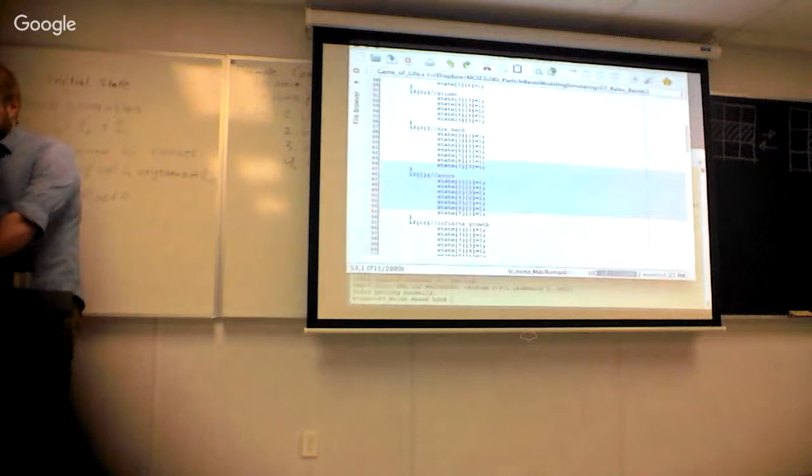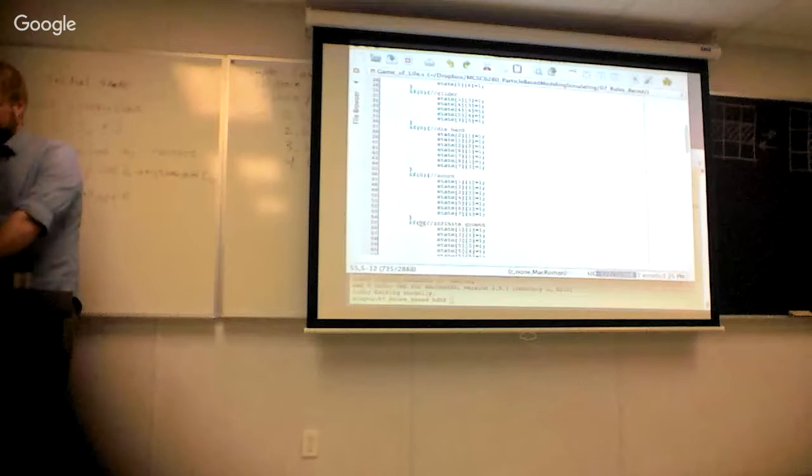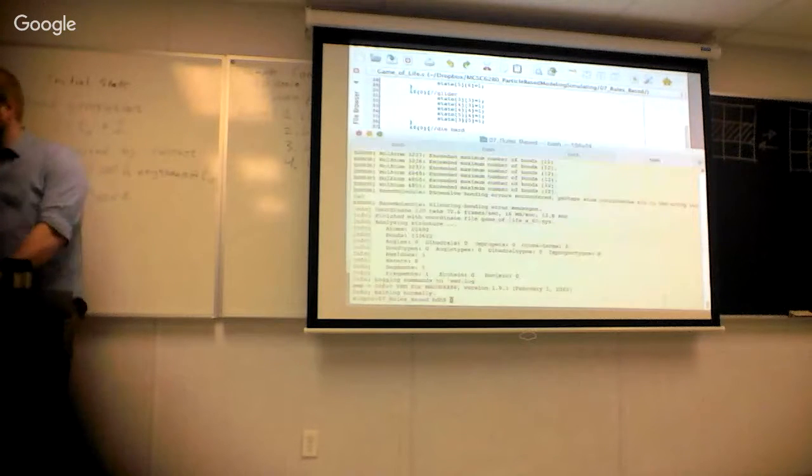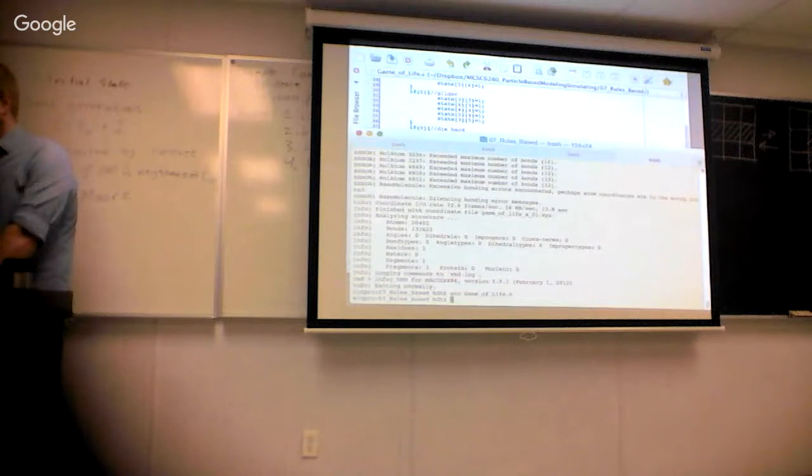Let's look at one more. Oh no. This one is actually an infinite growth. This one never dies. No, I thought it took over the whole thing. It goes stable.